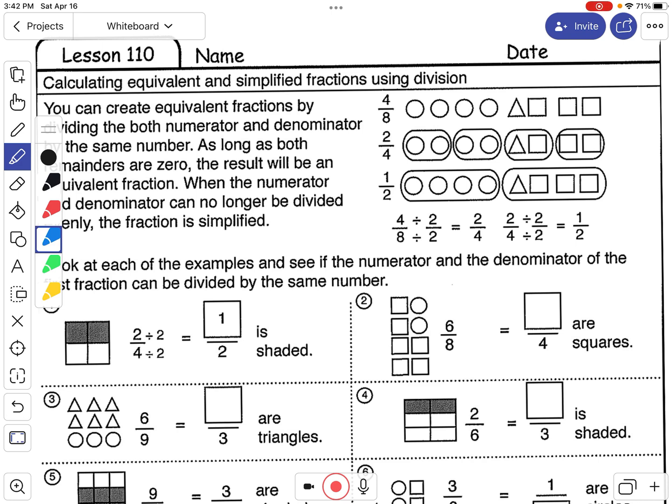Greetings and welcome to 4th grade Excel lesson 110. We're going to learn how to calculate equivalent and simplified fractions using division.